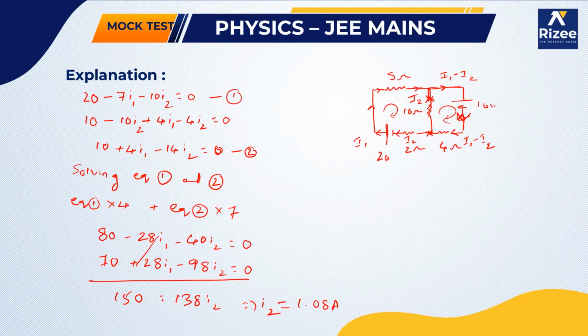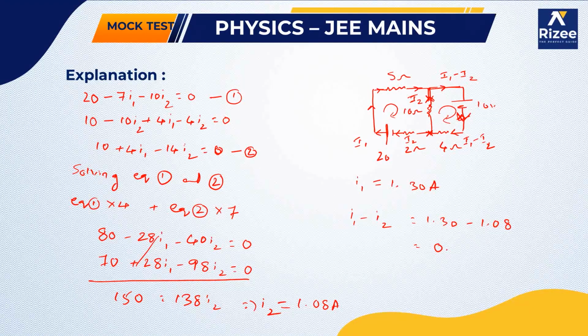Now on solving again, substituting this value of I2 in the first or second equation, you can get the I1 value as 1.30 amperes. So he has asked the current passing through the 10 volts battery. The current passing through the 10 volts battery is I1 minus I2, that is 1.30 minus 1.08, which will give approximately 0.22 amperes. So we have got this one.